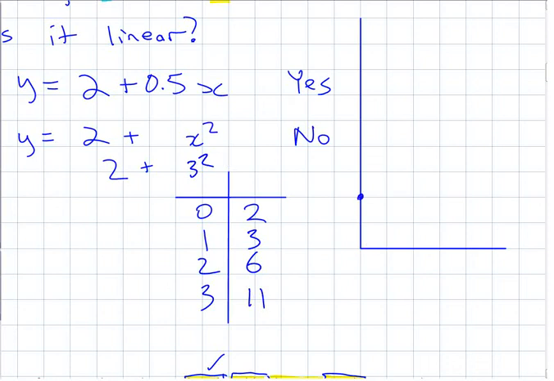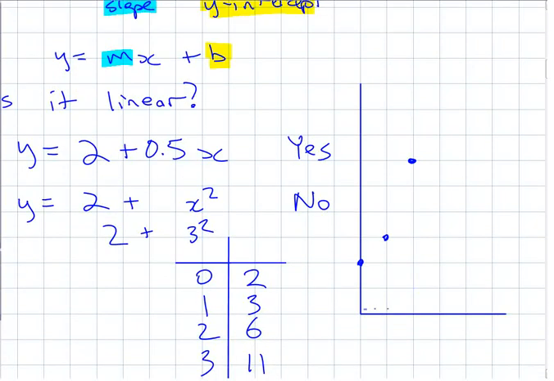We have 0, 2. If I'm putting these dots on here, 0, 2, 1, 3, 2, 6. You can tell already. Is it linear? It is not linear. 3, 11 is going to be off my grid. It's going to be way up there. 3, and that's 6, 8, 10, 11. It's actually a curve, okay?